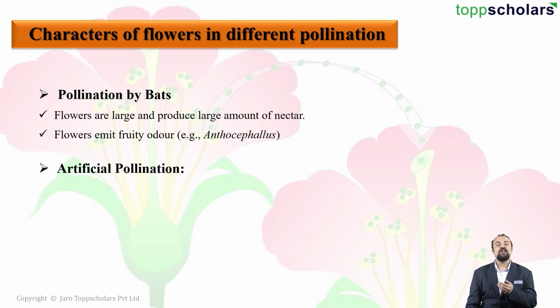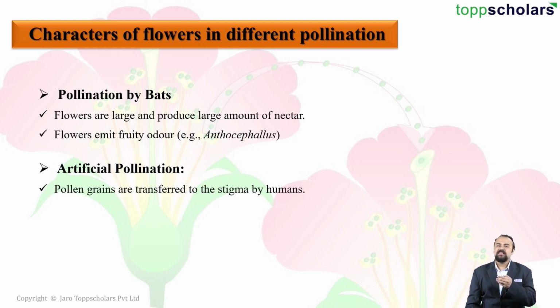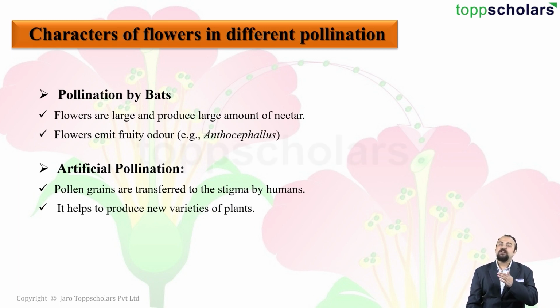Moving on students, next finally we have something called artificial pollination. That is the pollination which is performed by humans. Now students, in this case, the pollen grains are transferred to the stigma artificially by humans. For artificial pollination, it is necessary to decide which particular flower or which particular plant is the female and which one is the male. This helps to produce new varieties of plants.